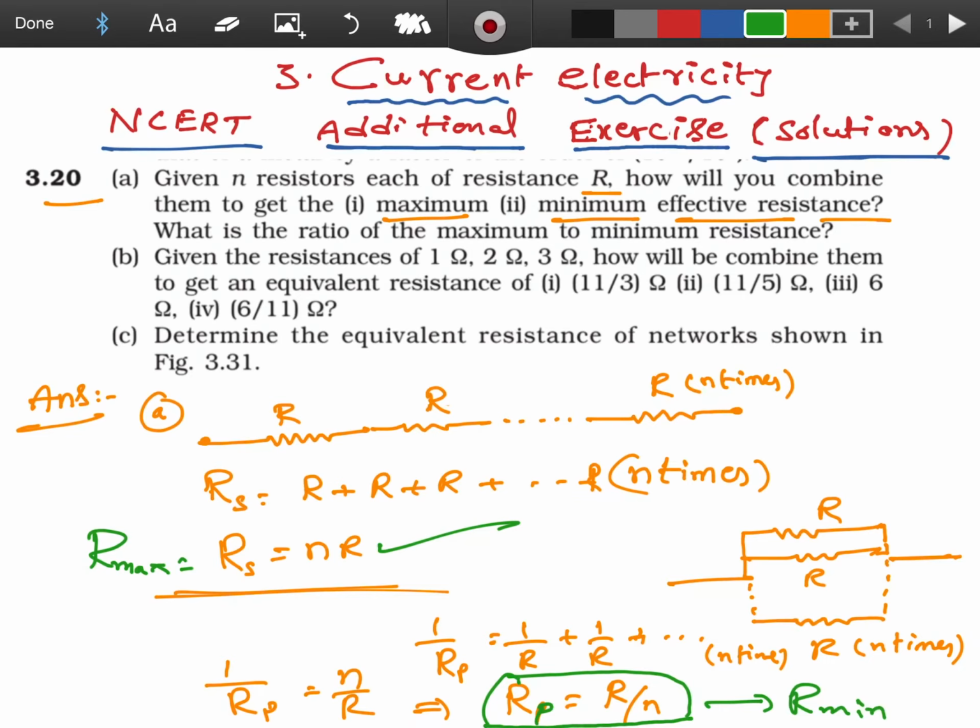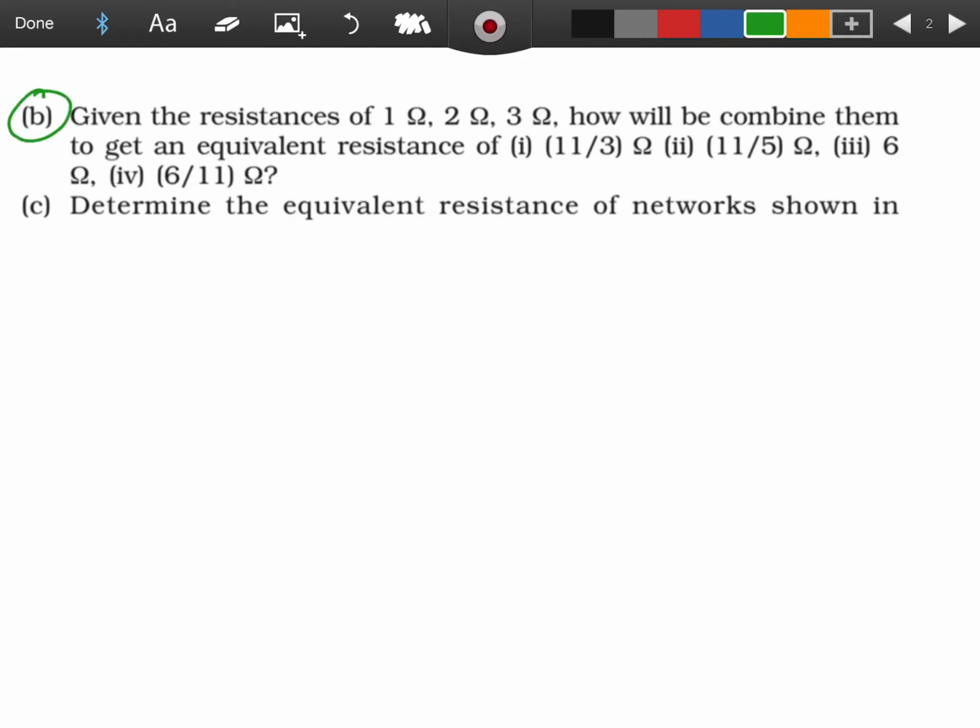Next, moving to the second part, B question. In the B question, given that the resistors 1, 2, 3, how will we combine all 3 resistors to get the equivalent resistance: 11 by 3 ohm, 11 by 5 ohm, 6 ohm, 6 by 11 ohm? You need to check the possibilities for which combinations you are going to get 11 by 3, 11 by 5, 6 by 11. First I will take all 1, 2, 3 in series.